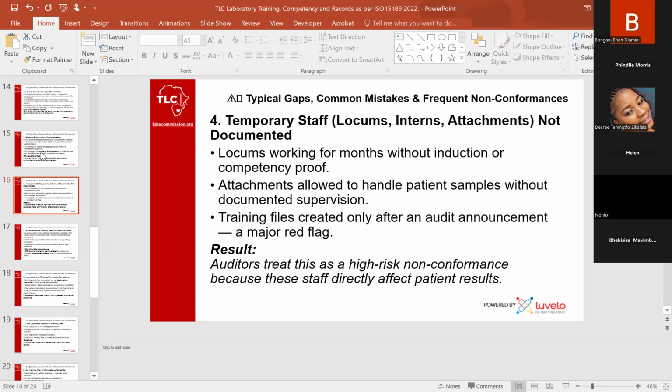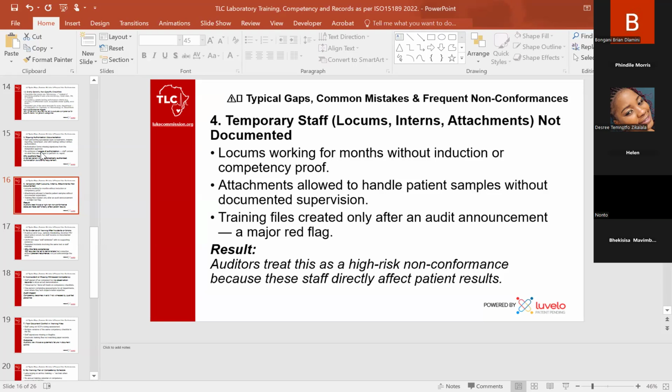Okay, another one. A lot of common mistakes and frequent non-conformances. Temporary staff, locums, interns, attachments. You haven't followed the document through. Locums working for months without induction or competency proof. Big no-no. Attachments allowed to handle patient samples without documented supervision. Training files created only for an audit announcement. This is a major, major red flag.